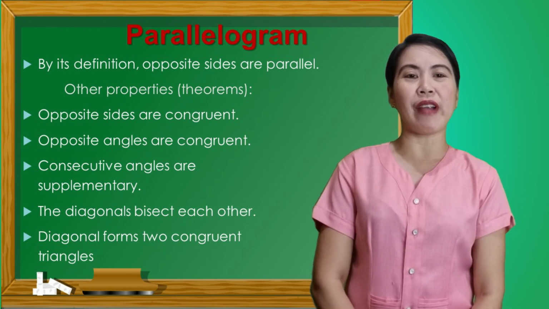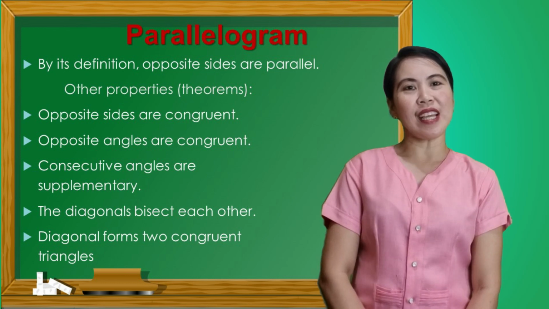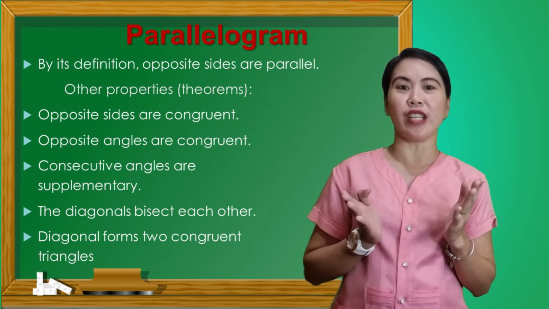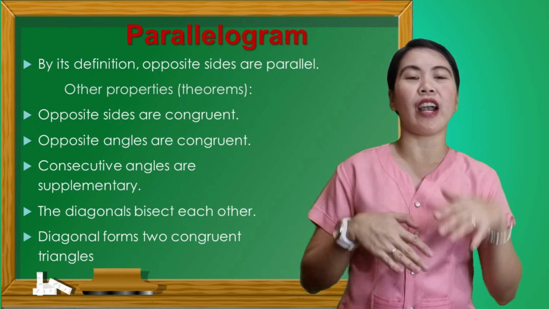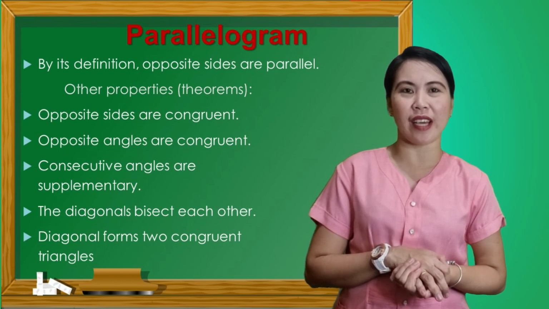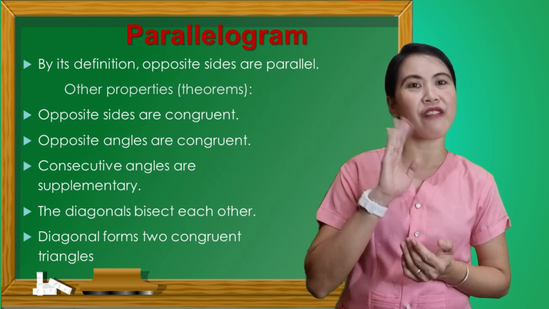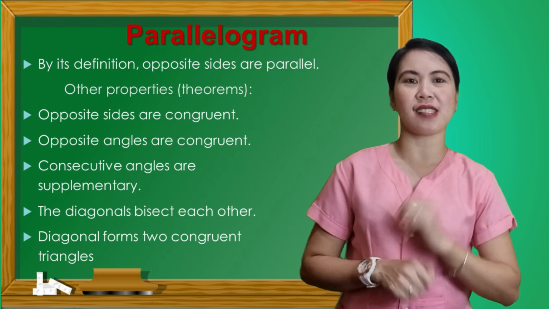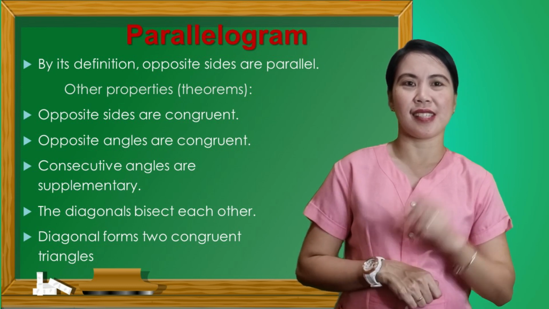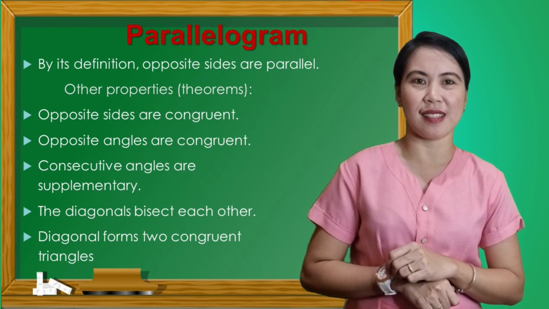So let us have a recap of our lesson. What is a parallelogram again? By definition, opposite sides are parallel. What about those conditions that make a quadrilateral a parallelogram? We have 5 conditions. First, opposite sides are congruent. Second, opposite angles are congruent.